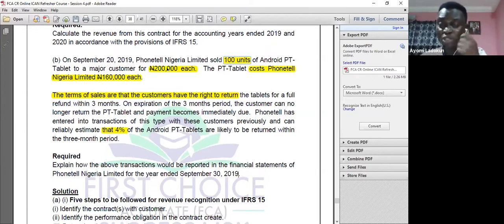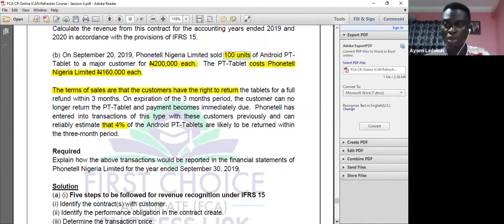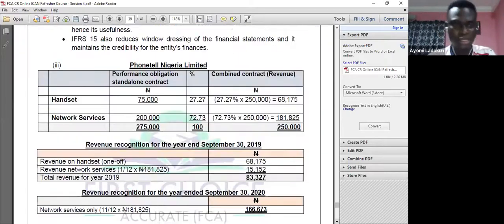The difference between the two, you now take it as a contract liability. Did you see that? You take it as a contract liability. The same thing goes to your cost of sales, because the cost of sales is 160. So you also calculate it, and you also incorporate that 4%. The difference in the cost of sales, you now take it as part of your inventory. That's what you do. Then you also look at your gross profit. Let me show you how you do that.